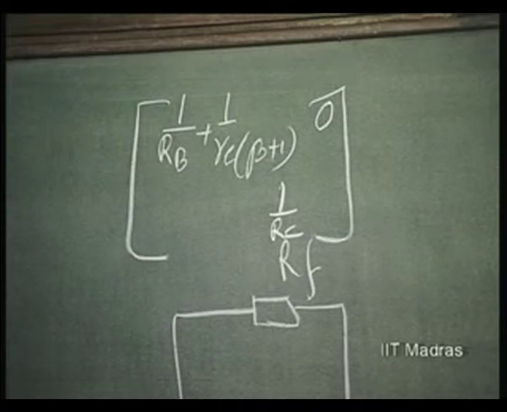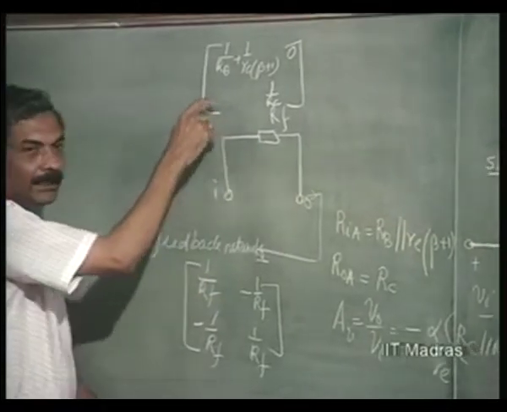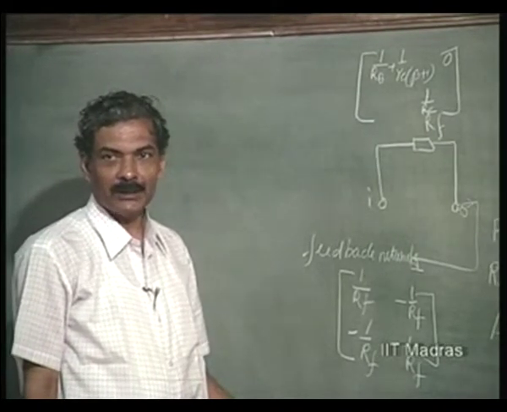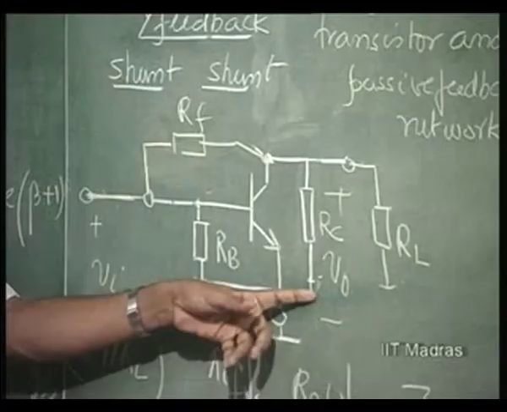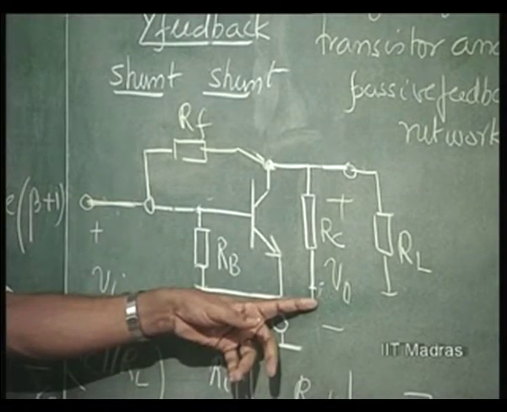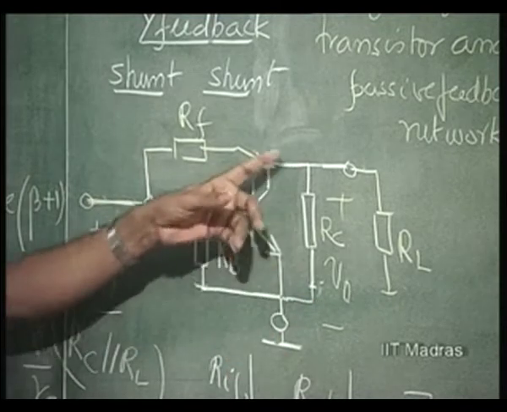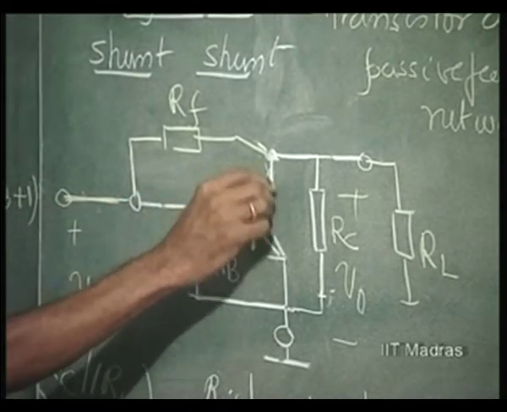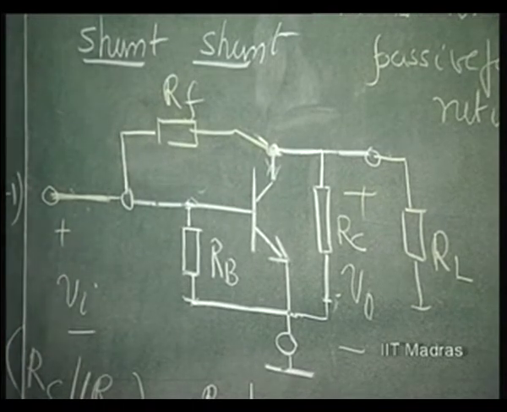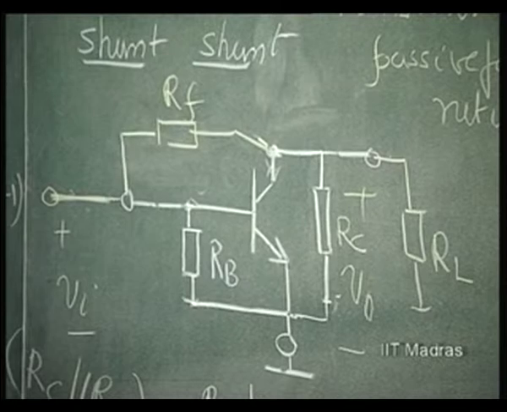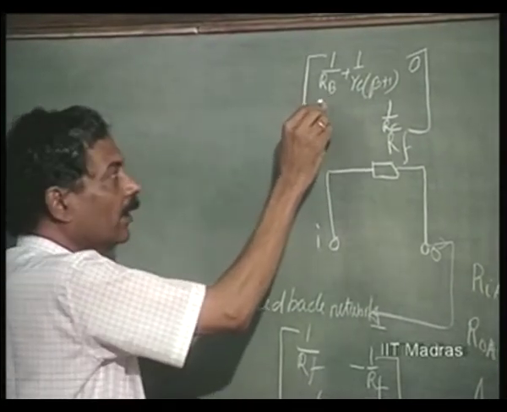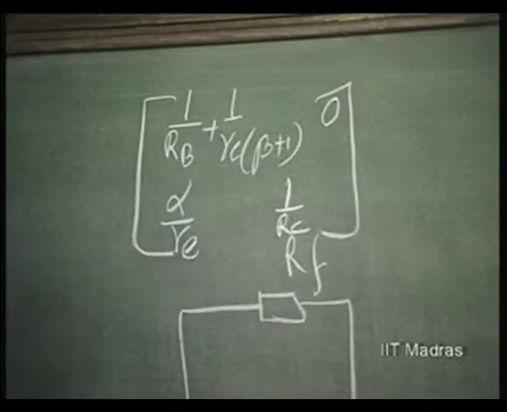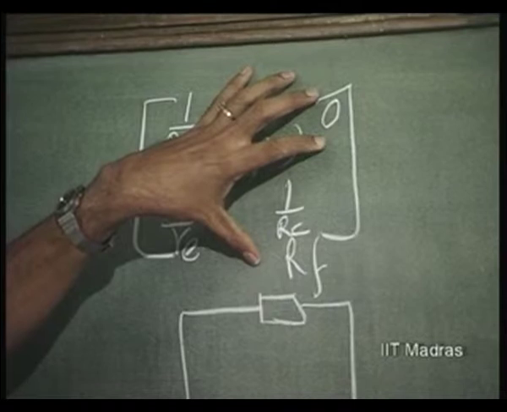Is this clear? And what is Yf? I am applying a voltage and finding the short circuit output current. If I apply a voltage Vi here and short the output, the output current is going to be nothing but Gm times Vi by definition. In which direction is it flowing? If I apply Vi, the output current flows in this direction, so it is positive, since currents entering are always positive. So, this is going to be plus Gm, or alpha divided by Re.